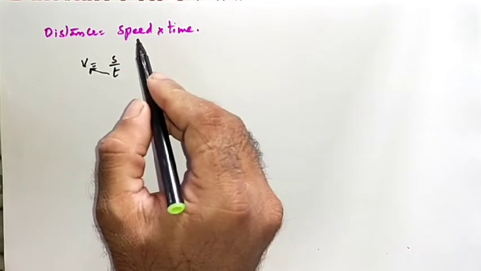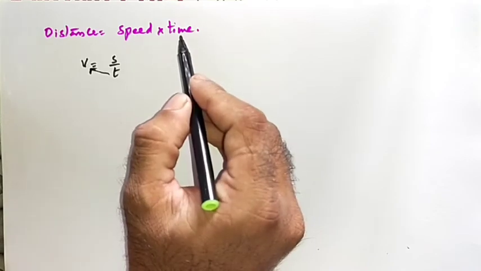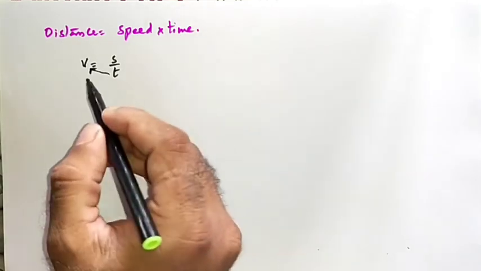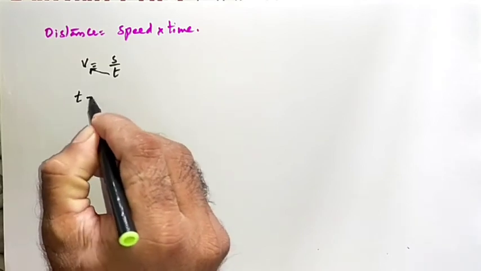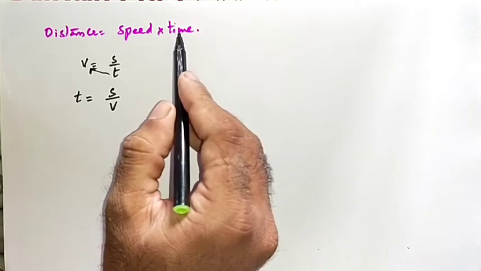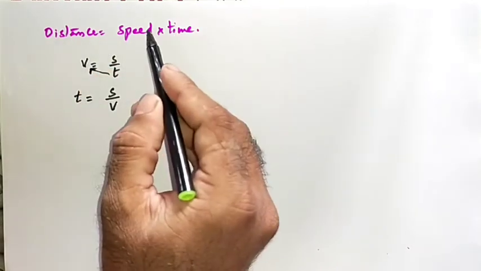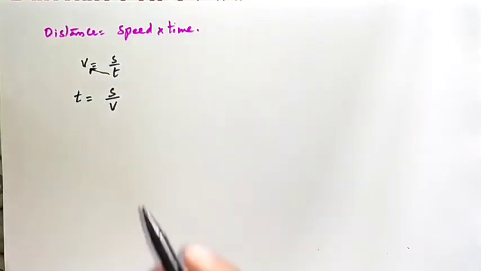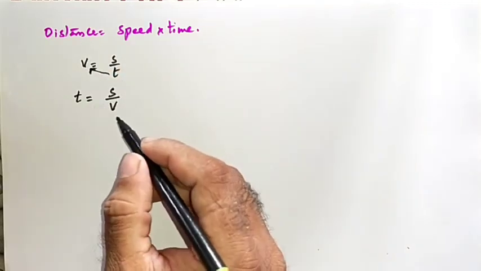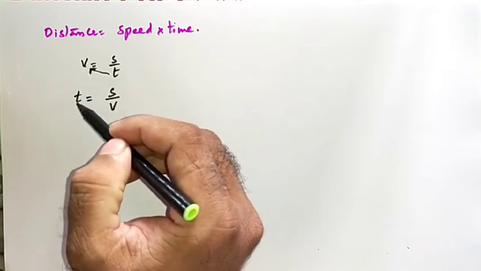Understood? In some questions, speed will be given and they will be asking you to calculate time. Then you can use this formula. If I want to calculate time, then what is the formula of time? Time is equal to distance by speed. Yes or no? Time is equal to distance divided by speed. Don't get confused. So by using these three relations, you can calculate distance or speed or time.